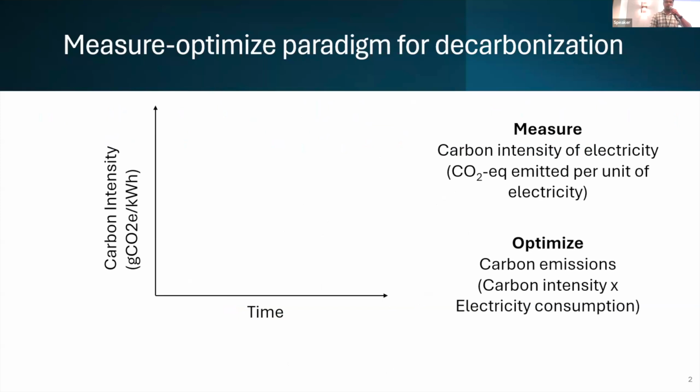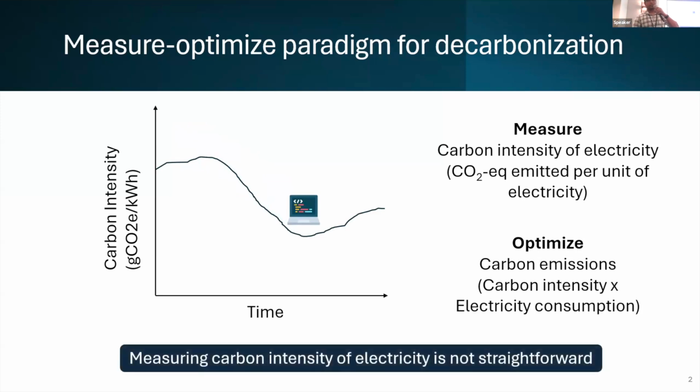Once carbon intensity is measured, since it varies both spatially and temporally, consumers can shift their electricity consumption from high carbon regions or periods to low carbon regions or periods to lower their carbon emissions. However, measuring carbon intensity of electricity is not straightforward.